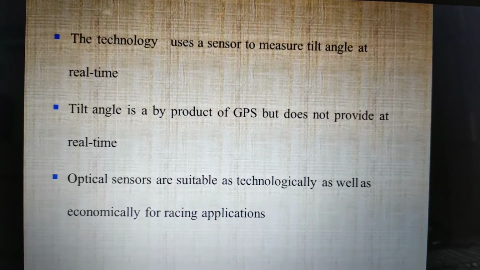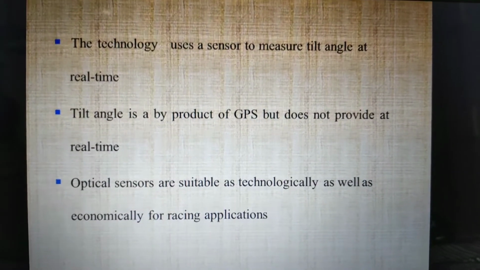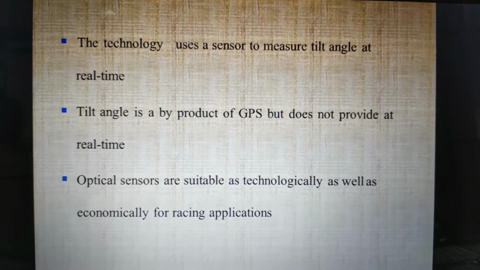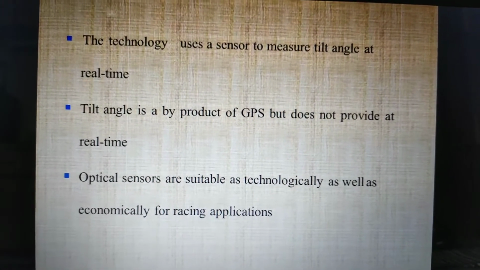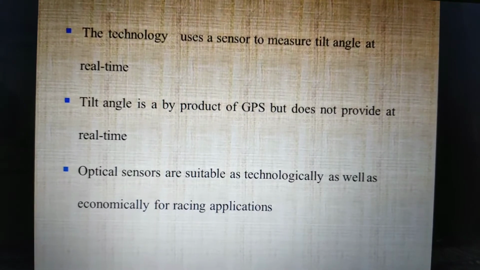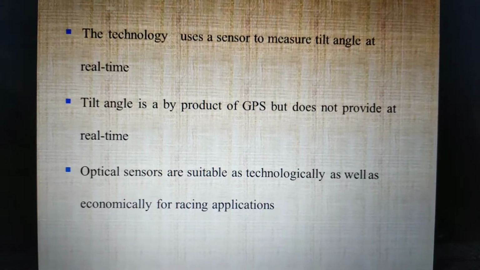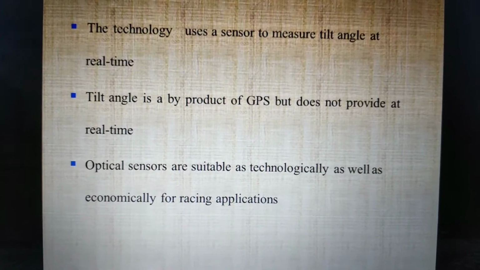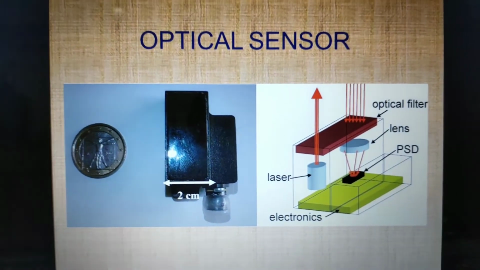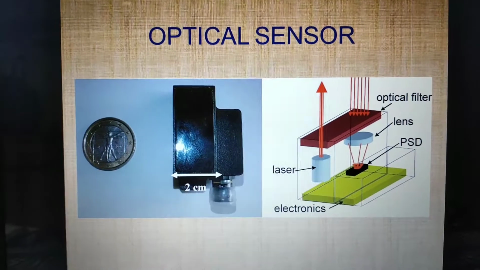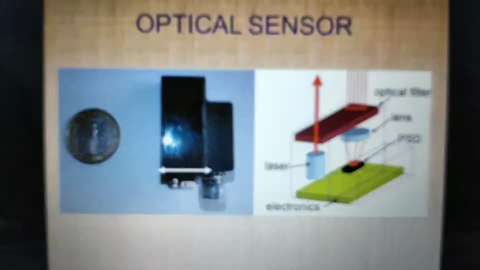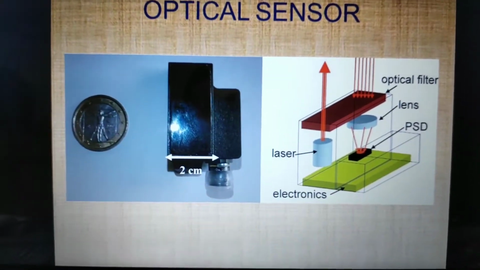The technology uses the sensor to measure tilt angle at various distances and at various times. The tilt angle can also be obtained from GPS, the Global Positioning System, but GPS does not provide it in real time. The optical sensor is suitable, both technologically and economically, for racing applications. Many components can be used in this optical sensor, mainly the electronic device, laser, optical filter, lens, and photodiodes.